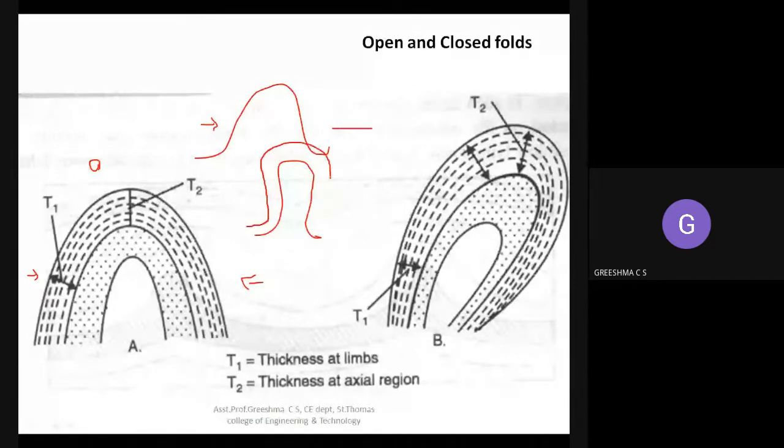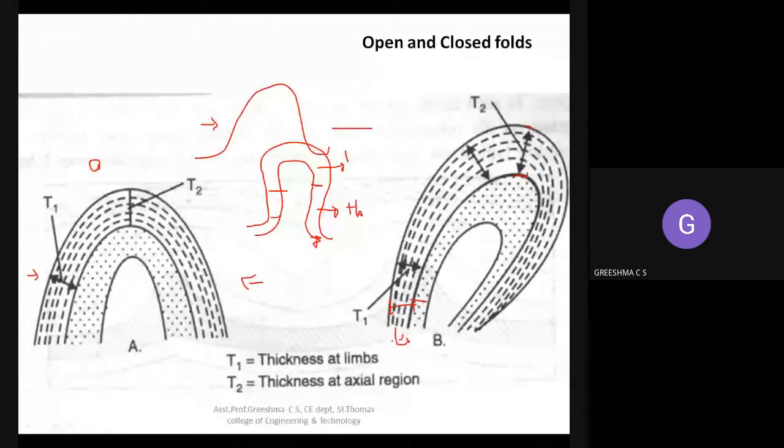That is the limb portion. Okay, so this is the limb portion. The limb portion will be thin and this top portion, this crust portion, will be thicker. You can see from this picture. Okay, so this is the crust portion. This crust portion will be thick, and if you see the limb portion, it is thin. That is due to the force that is applied.